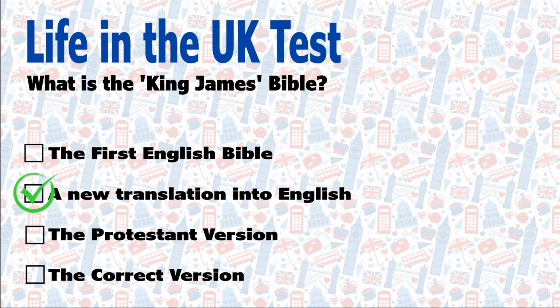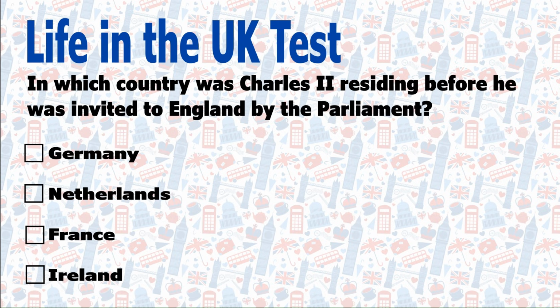One achievement of King James' reign was a new translation of the Bible into English. This translation is known as the King James Version or the Authorized Version. It was not the first English Bible but is a version which continues to be used in many Protestant churches today. In which country was Charles II residing before he was invited to England by the Parliament?